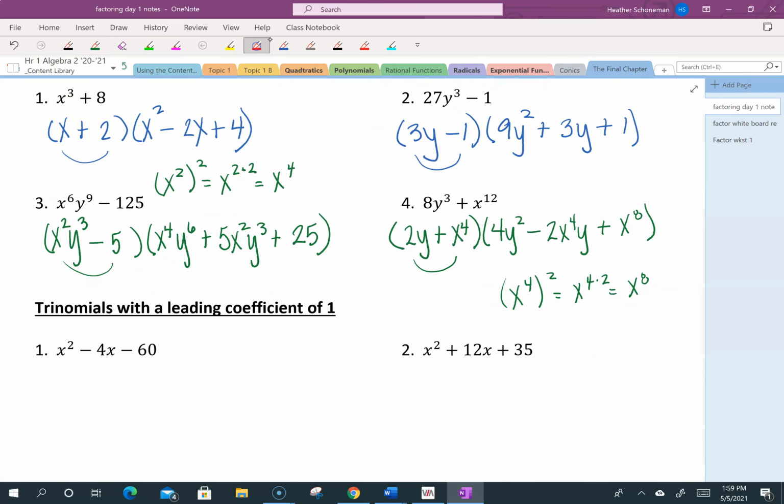Okay, next one, leading coefficient of 1. Most people are pretty good at this. If it's a trinomial, it's got 3 terms. The leading coefficient is this invisible positive 1 at the beginning. So when that happens, we go straight to our 2 parentheses.